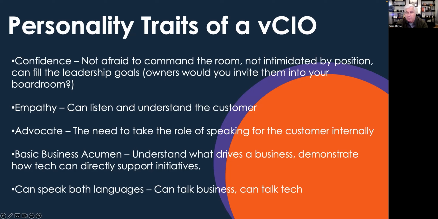If there's a security project that's really going to protect them from a big vulnerability, but the CEO is not seeing it, they've got to be convincing in that role. And I would look at it this way, owners. If you wouldn't invite them into your own boardroom, why would you expect to bring them into anybody else's boardroom?